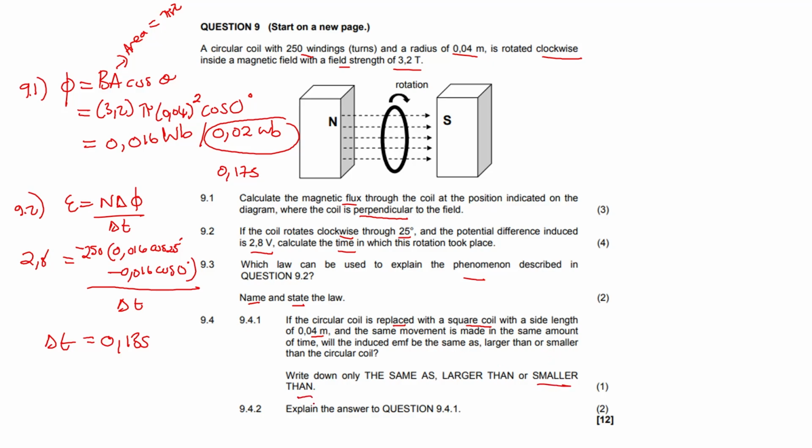Why? Explain your answer. The area of a square is smaller than the area of a circle with the radius equal to the side length of the square. And because EMF is directly proportional to the area, it will be smaller than.